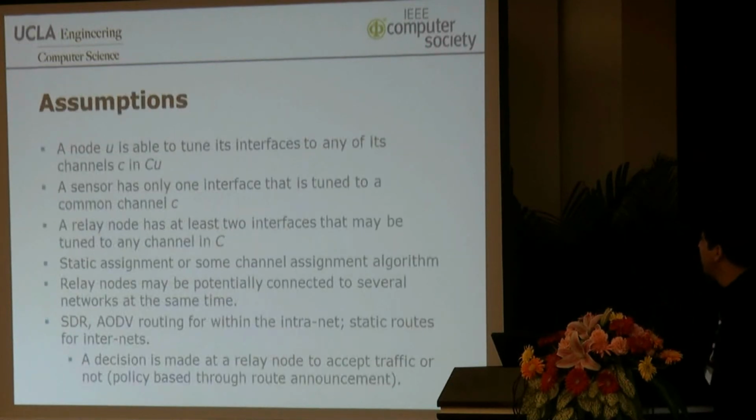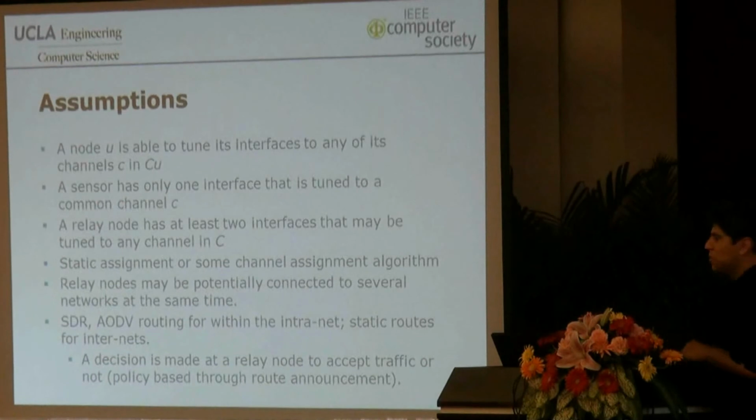So nothing new. There are a few assumptions. I mentioned a few. The nodes have channels. They can connect to channels. The sensor nodes use channel C, only one channel. The channel assignment may be static or arbitrary, or they could use an assignment algorithm. That's not a problem, so we just assume that there's some channel assignment. Relay nodes may establish one overlay or many overlays, depending on the number of interfaces, and they can transmit simultaneously.